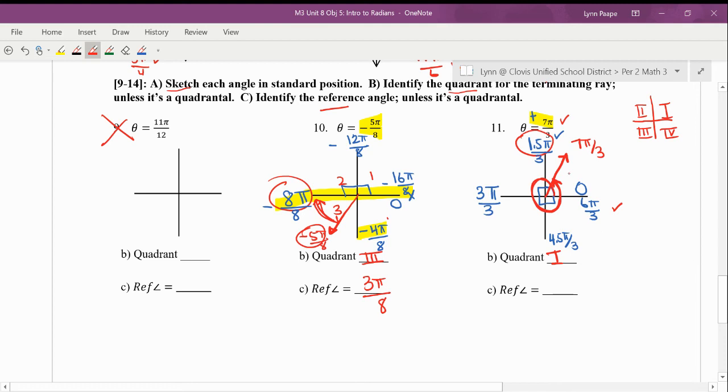So my reference angle is this distance here, right? That positive rotation. So how far away is 6 pi over 3 from 7 pi over 3? That is 1 pi over 3.